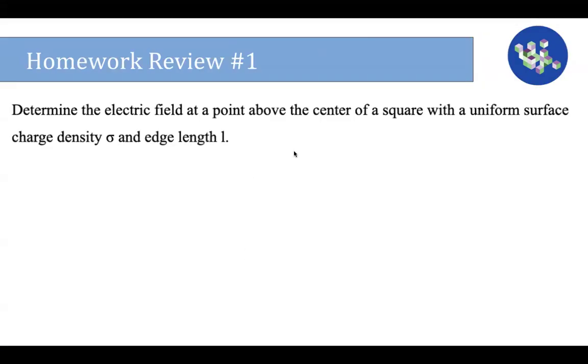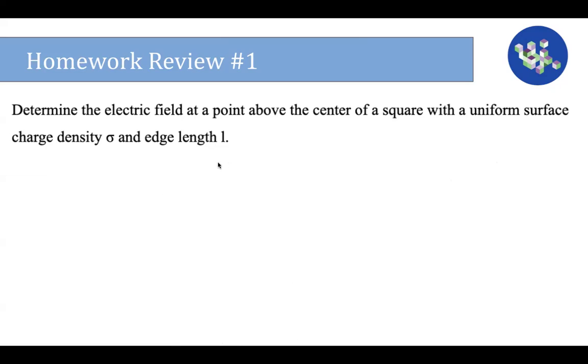Determine the electric field at a point of a square with the uniform surface charge density sigma, and edge length 1. So does anybody know how to do this? Alvin, were you able to do it? That's fine. I'll just go over it then.